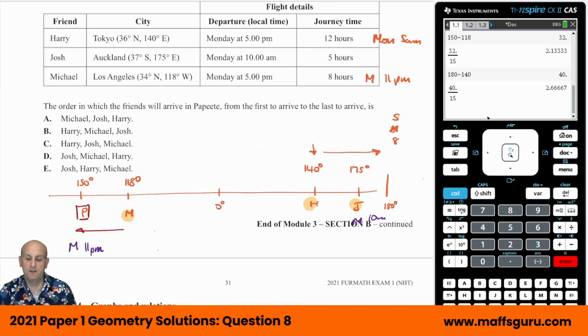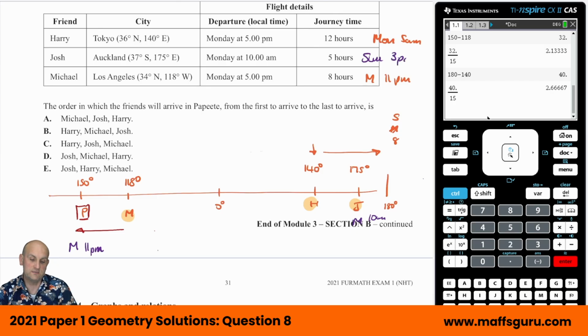Monday, 3 p.m. But we've got to go backwards because of the international date line. So we're going to knock a day off of that. So Monday at 3 p.m. is going to be Sunday at 3 p.m. So Sunday at 3 p.m.